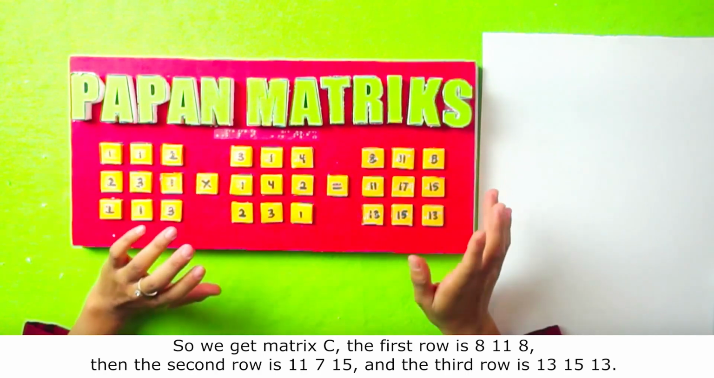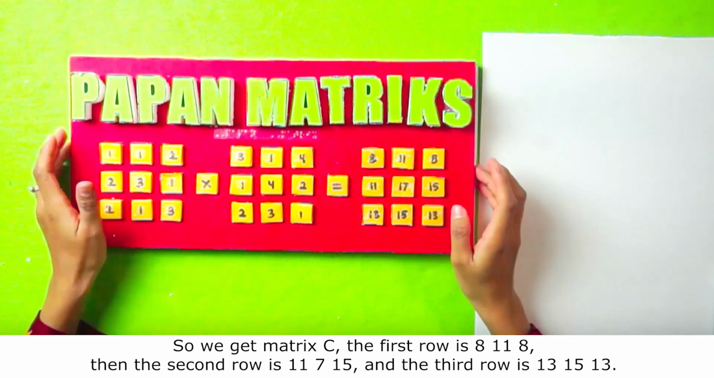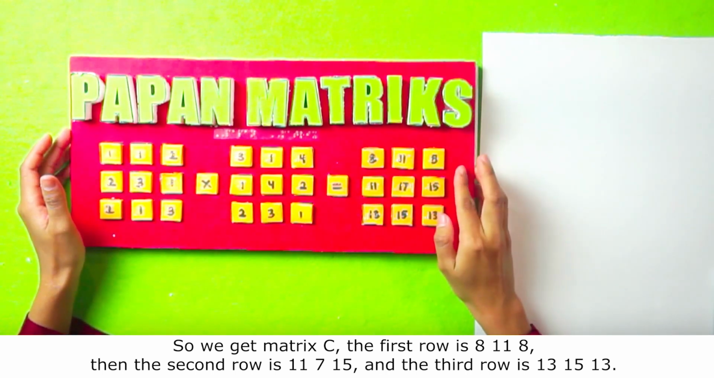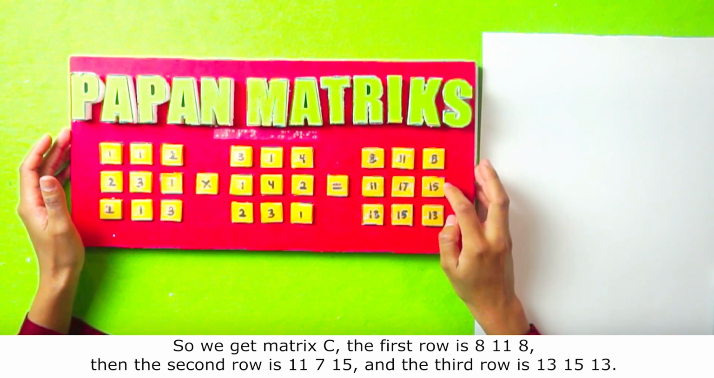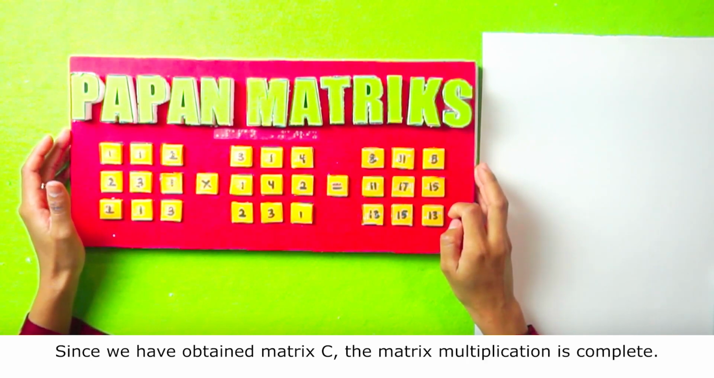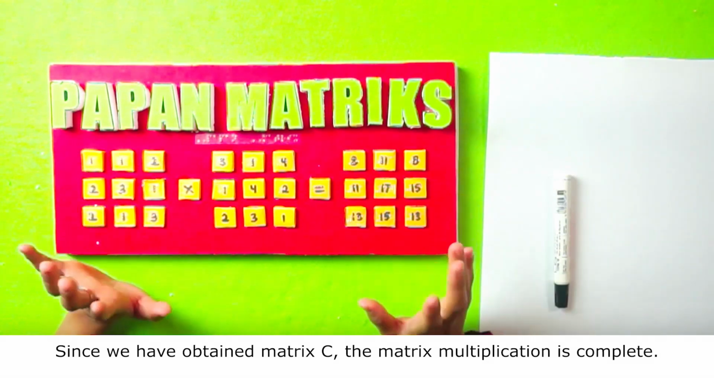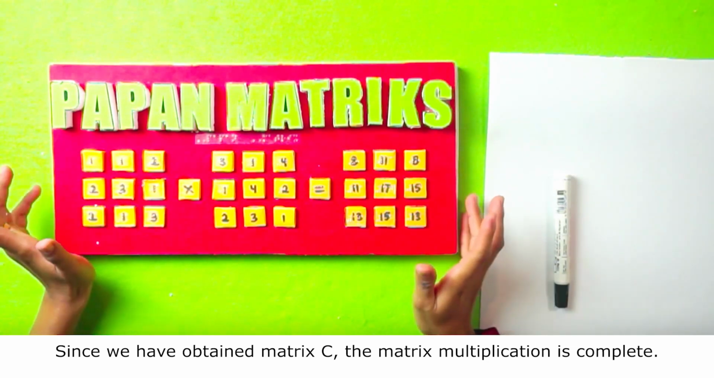So we get matrix C. The first row is 8, 11, 8. Then the second row is 11, 17, 15. And the third row is 13, 15, 13. Since we have obtained matrix C, the multiplication of matrices is complete.